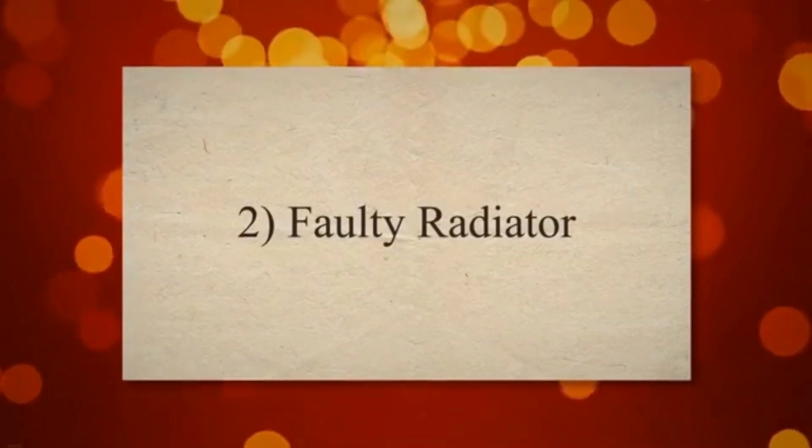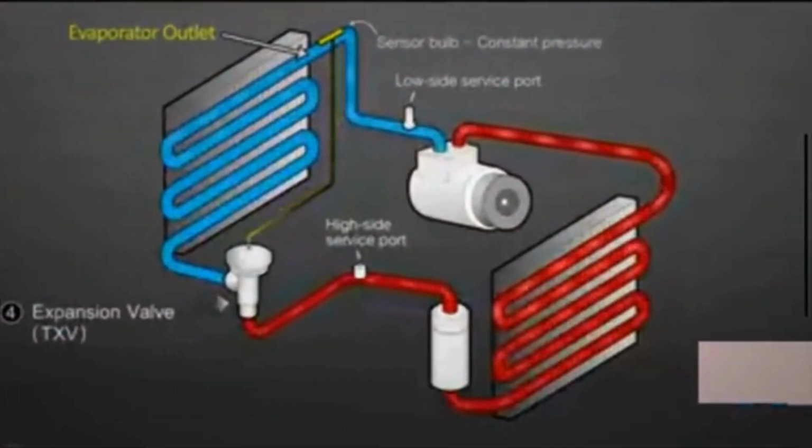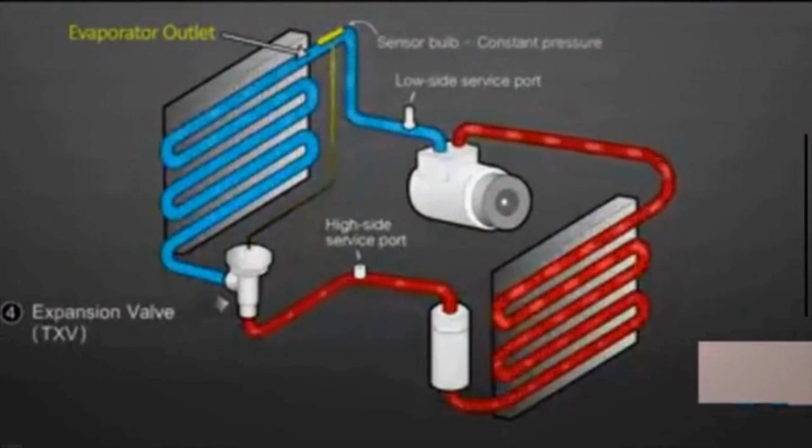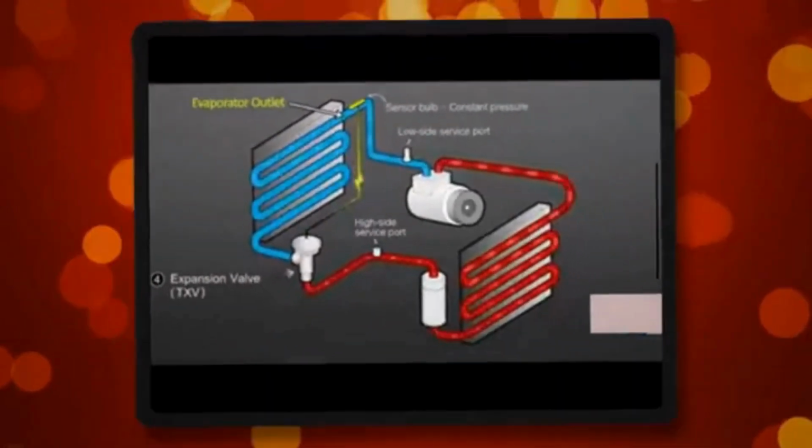2. Faulty radiator. The radiator is a crucial component of the cooling system that dissipates heat from the coolant. It can develop leaks due to corrosion, punctures, or damage to the fins and tubes.